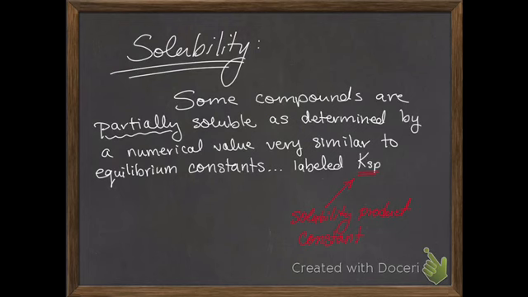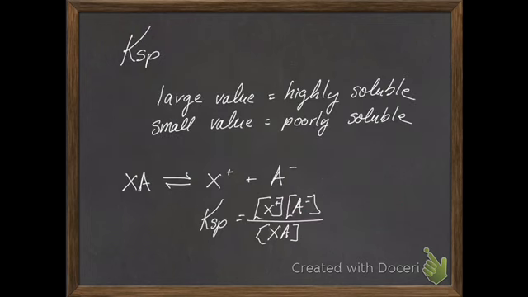Just a reminder of solubility. Some ionic compounds are only partially soluble in solution, and that degree of solubility is determined numerically by something called the Ksp, or the solubility product constant. The Ksp is just like your equilibrium constant. In fact, the larger the value, the more soluble it is, and the smaller the value, the less soluble it is.